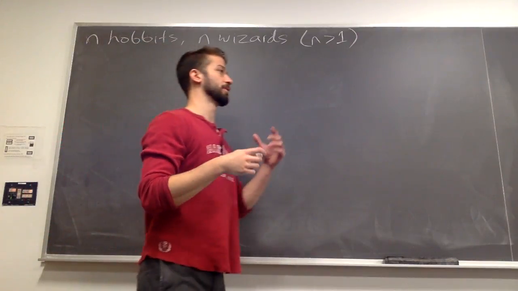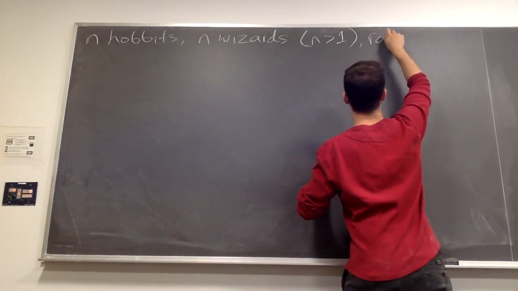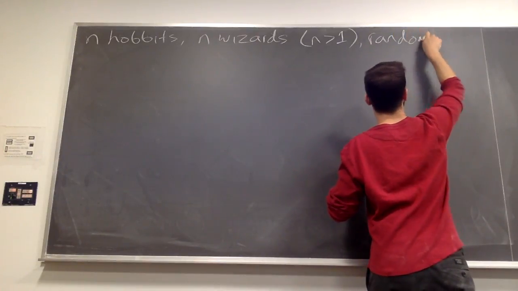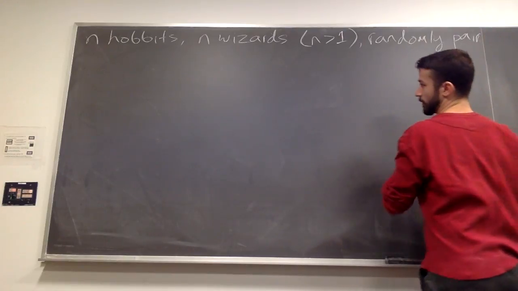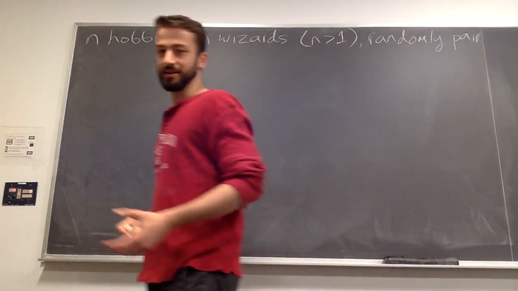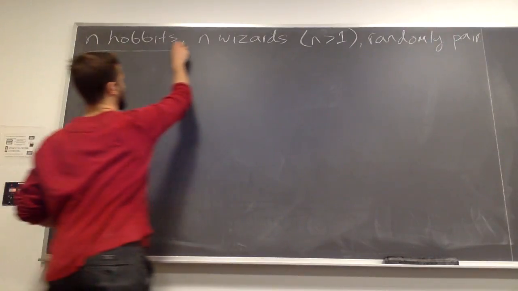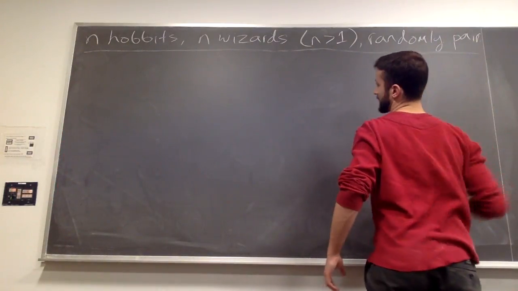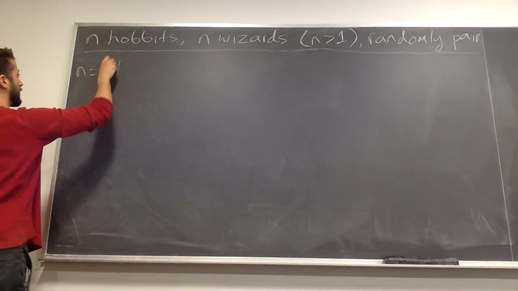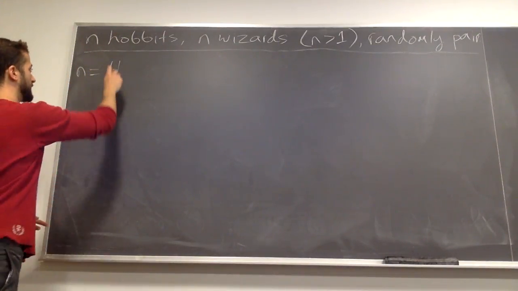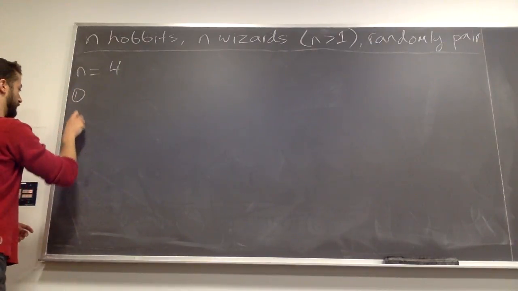And we're going to say we're at a speed dating event, so we randomly pair these hobbits and wizards. Okay. What does randomly pair necessarily mean? Let's think of a specific example, where we have n equal 4. So we have 4 hobbits, we have 4 wizards. That means we're going to have 4 total pairs. So I'll draw 4 pairs.